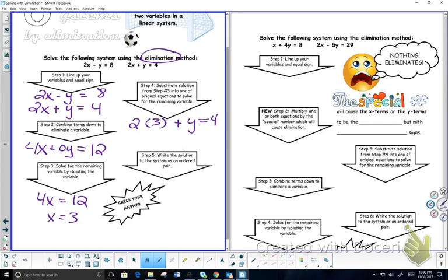So 2 times 3 is 6 plus y equals 4. So what does y equal? 1. Oh, come on, let's do better at math than that. There you go, negative 2.